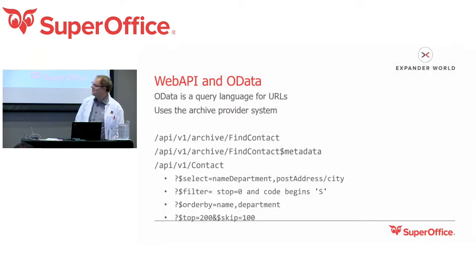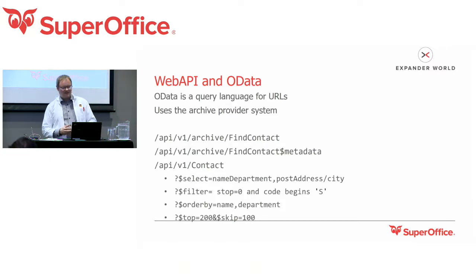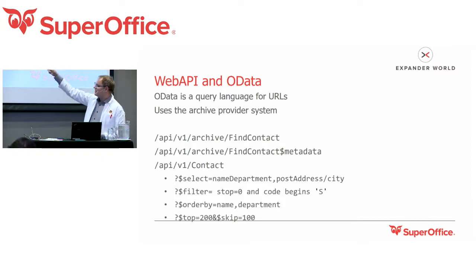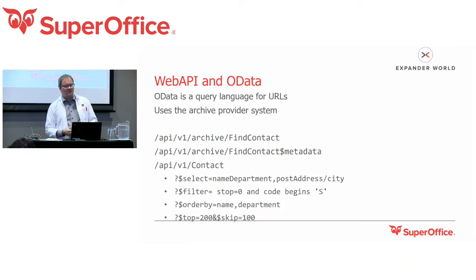So what's that? That's an example of an OData provider. OData is a standard that Microsoft came up with for exposing entity framework databases via URLs. So you can do simple queries, essentially. And we've taken that language and mapped it onto the archive provider system. So you can go to the archive endpoint and you can specify any archive provider you've got a name for. And you get results back from that.